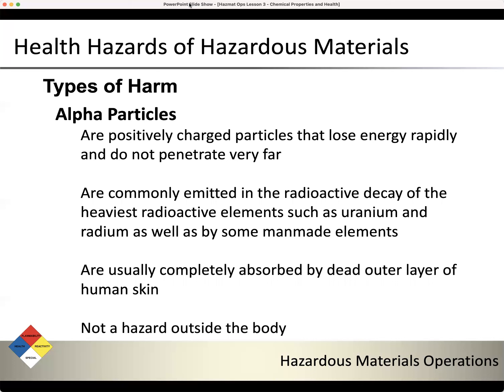They are commonly emitted in the radioactive decay of the heaviest radioactive elements, such as uranium and radium, as well as by some man-made elements. There's very little naturally occurring radioactive material. Very few. Most of the radioactive elements and materials that we know of were created in a nuclear reactor.